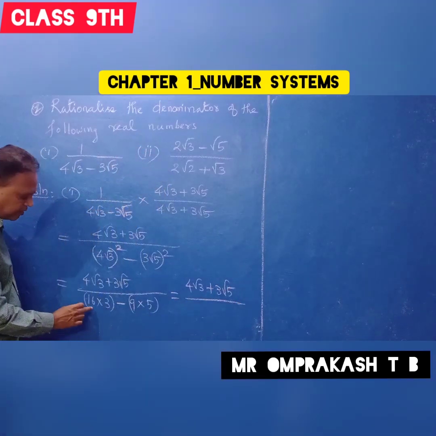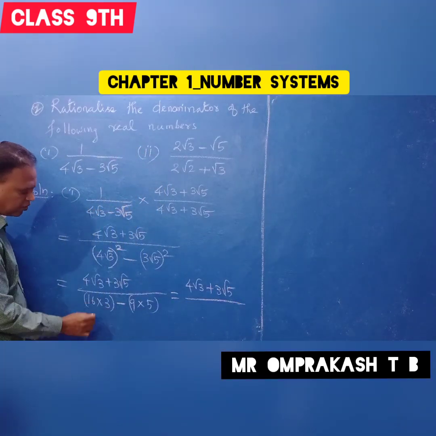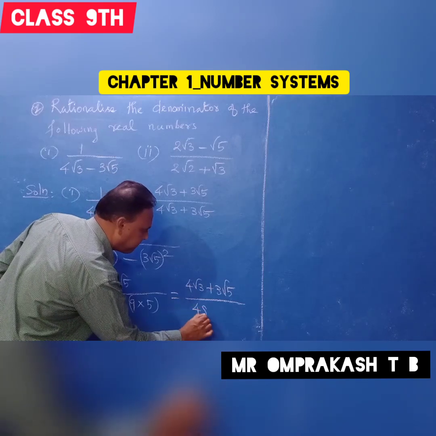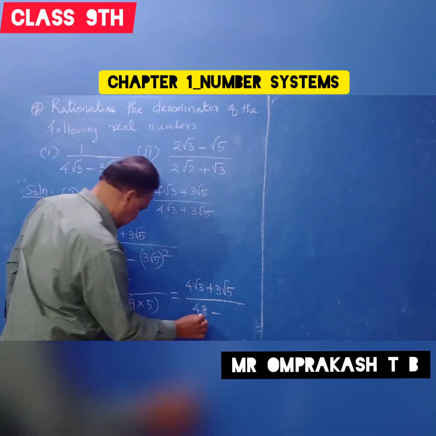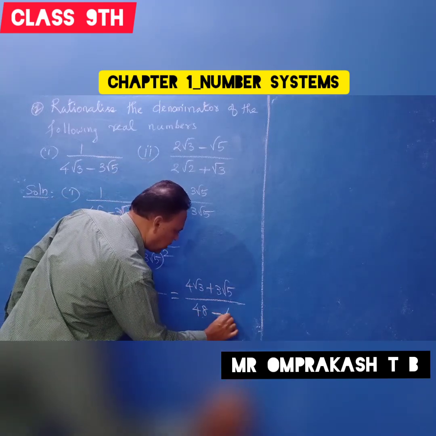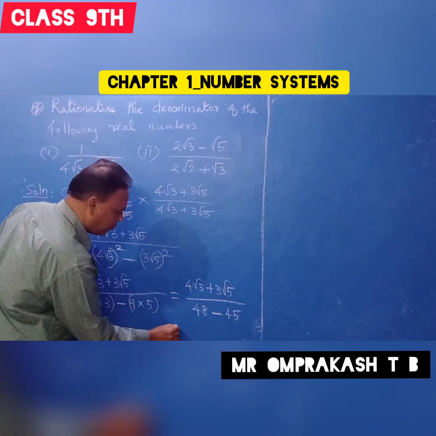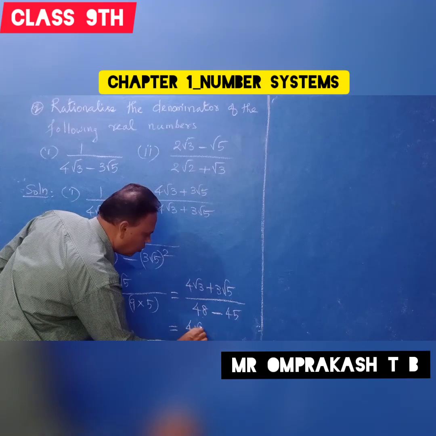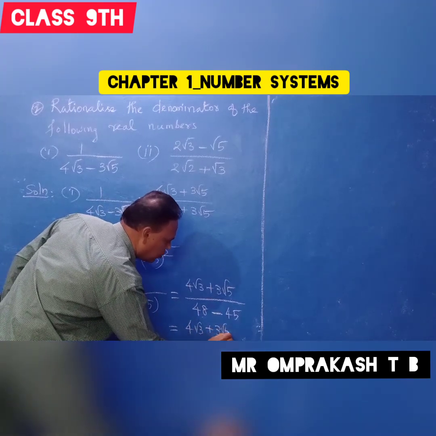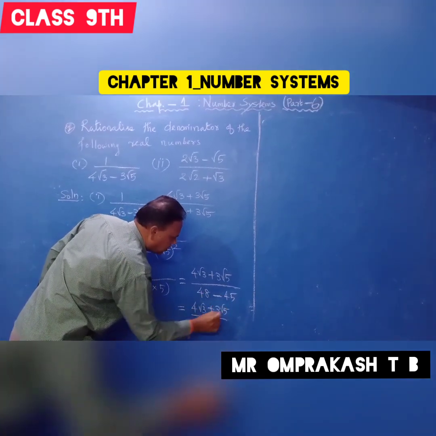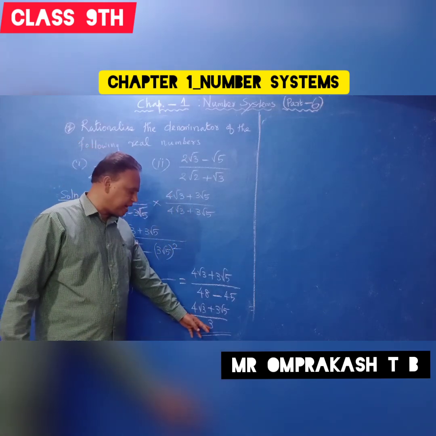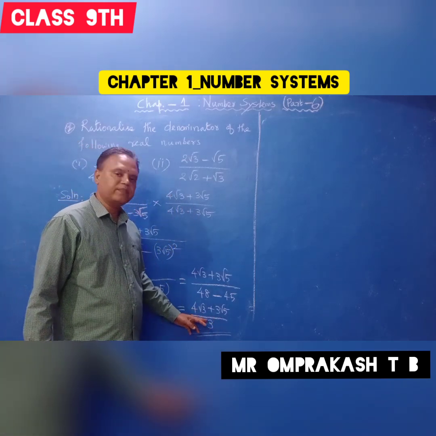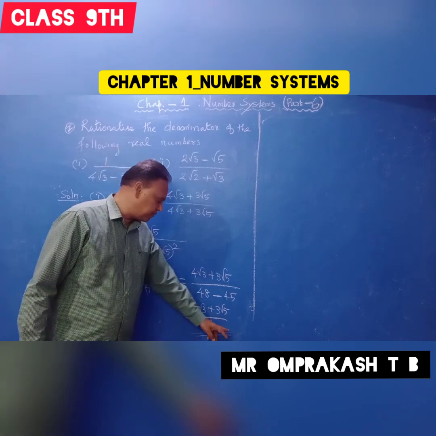That is equal to 4, numerator write as it is, by the denominator you see 16 into 3, 48. 16 into 3, 48. 9 into 5, 45. Therefore that is equal to 4 root 3 plus 3 root 5 by 3. So this is the answer. So here you see the denominator is rationalized.